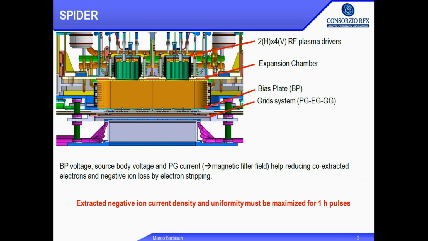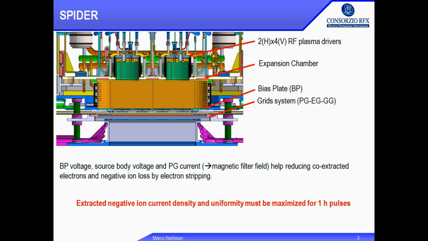Here you can see the top view of a 3D model of a negative ion source inside SPIDER. The plasma is generated by means of radio frequency in 8 plasma drivers, which are represented in green, and then the plasma diffuses in a common expansion chamber towards a bias plate and then to a system of 3 grids, namely plasma grid, extraction grid, and grounded grid, which have the task of extracting and accelerating negative ions up to an energy of 100 keV.